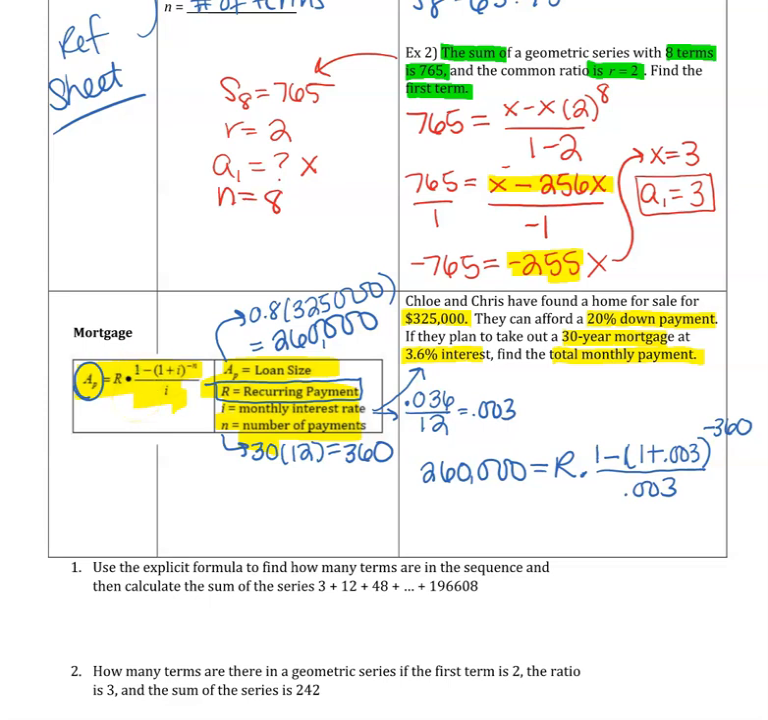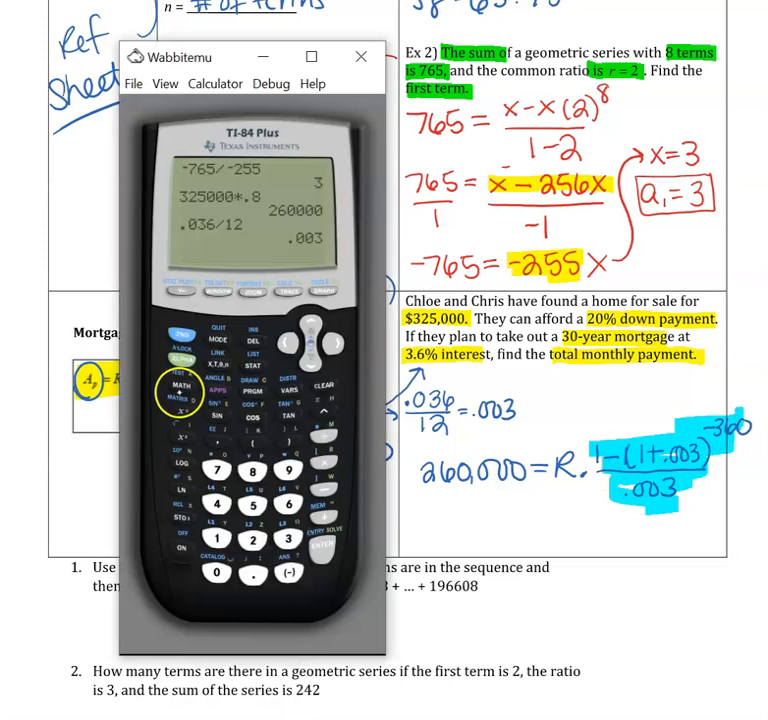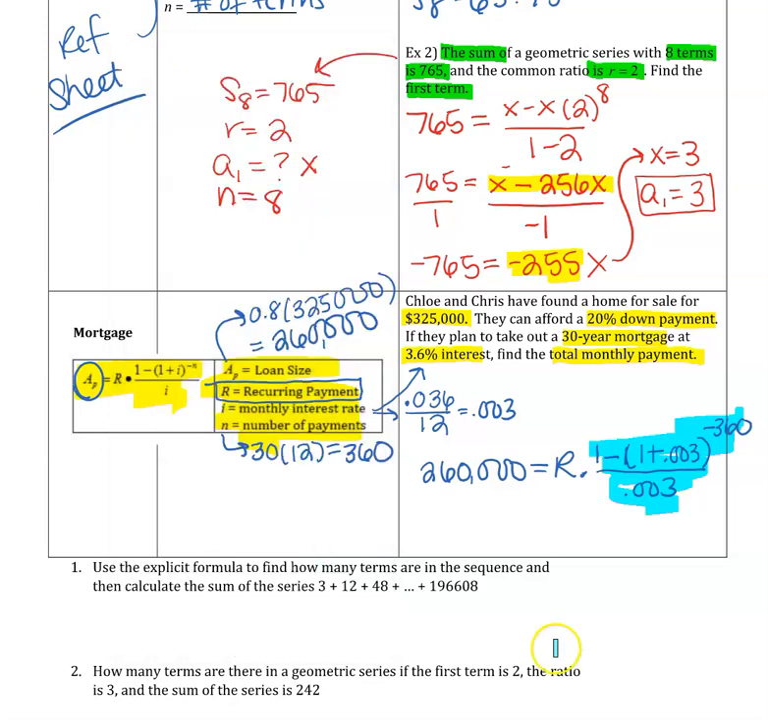So next thing I'm going to do is figure out what this whole mess is, because that's going to be some decimal. Okay, so I go to my calculator, alpha y equals, and I can start typing in 1 minus parentheses 1 plus 0.003 raised to the negative 360 all over 0.003. I'm just double checking I typed that in right, and I get some 219.95 number. So it's that times R equals 260,000.